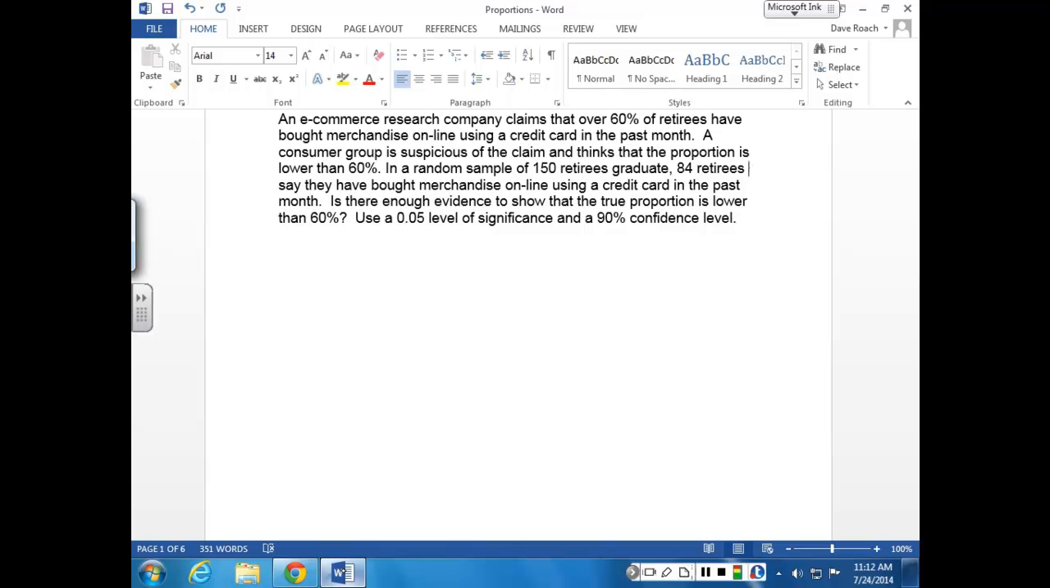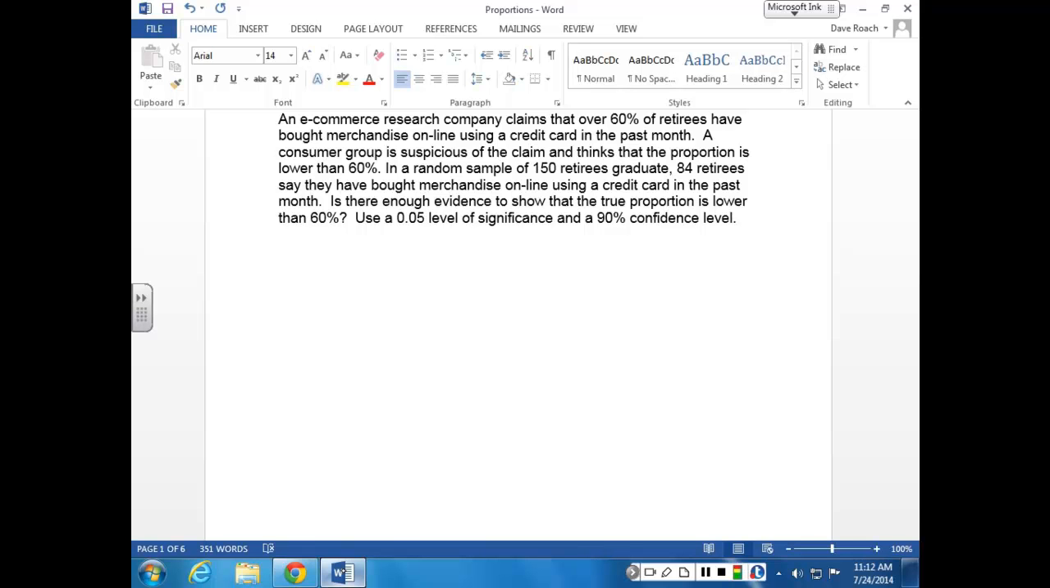And this is problem 1 on the sheet that I gave you. There's a claim that 60% of retirees have bought merchandise online using a credit card in the past month. That's the claim. And someone thinks that it's lower than that. There are no means and standard deviations. It's percentage or proportion. That should be the first clue. The other thing is, think about the variable. The variable is whether or not they used a credit card for an online purchase in the last month. They either did or they didn't.